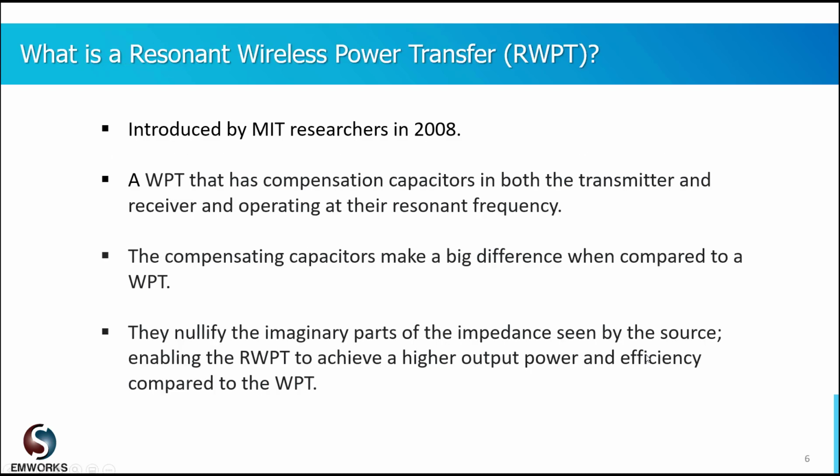Hence the need for resonant wireless power transfer, which has the following characteristics. Introduced by MIT researchers in 2008. Has compensation capacitors in both the transmitter and receiver and operates at their resonant frequency. The compensating capacitors make a big difference compared to wireless power transfer. They nullify the imaginary parts of the impedance seen by the source, enabling the resonant wireless power transfer to achieve a higher output power and efficiency compared to the wireless power transfer.